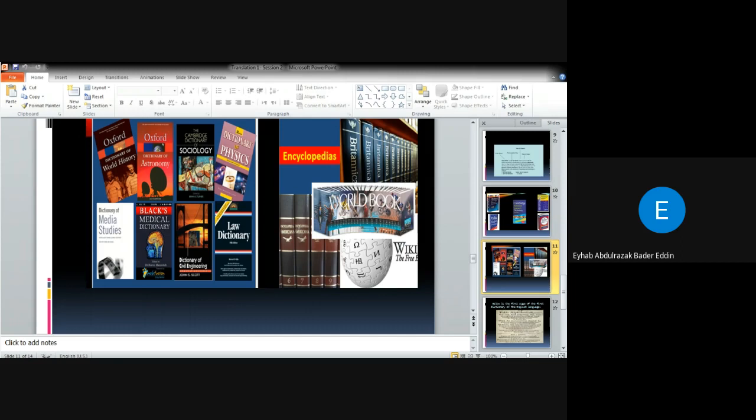Specialized dictionaries. Okay. So these are some specialized dictionaries. So if you are working with a certain field, like for example, a law dictionary is needed if you're working on legal texts. If you're translating or reading a text in civil engineering, then you have to have this dictionary. Okay.